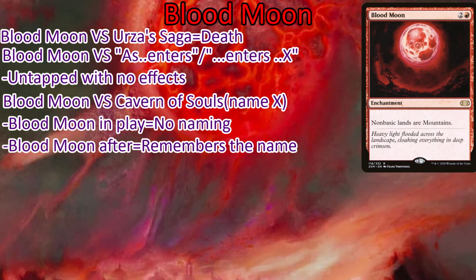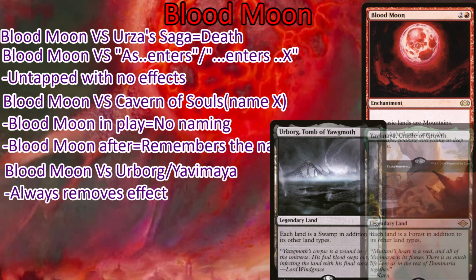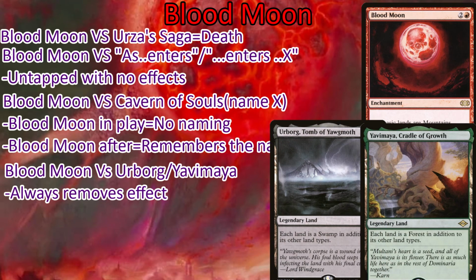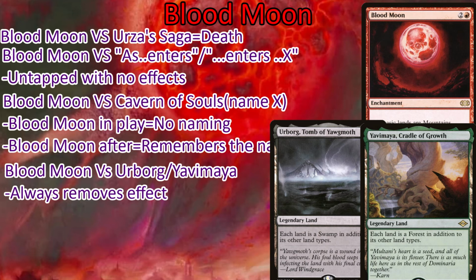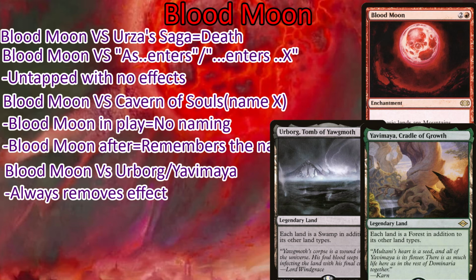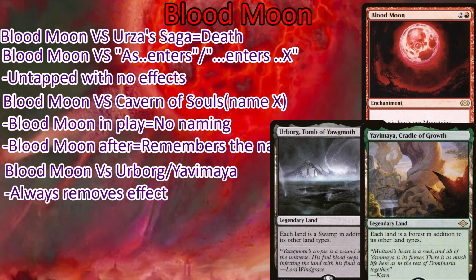Also, Blood Moon completely nullifies the effects of Urborg, Tomb of Yawgmoth, and Yavimaya, Cradle of Growth, because of the dependency effect we mentioned earlier. Essentially, Blood Moon will always make them lose their ability to become basic Swamps or Forests, depending on which one you control. Again, they are on the same layer and try to add a type, but Blood Moon's existence makes it so that they wouldn't have an effect, so Blood Moon is applied first.